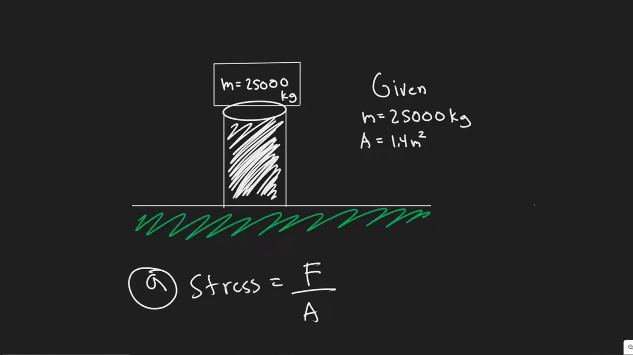Okay, so in this problem, we're told a marble column of cross-sectional area 1.4 meters squared supports a mass of 25,000 kilograms. A, what is the stress within the column? And B, what is the strain? So first thing I always want to do is draw what's going on.